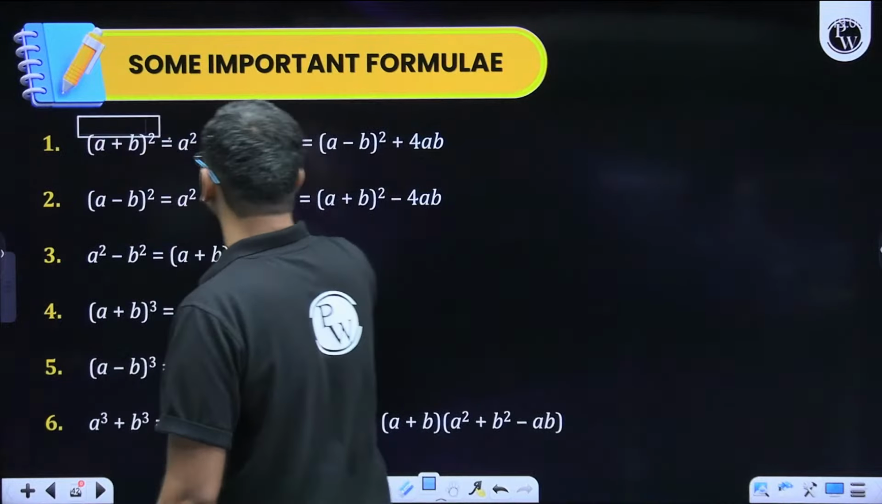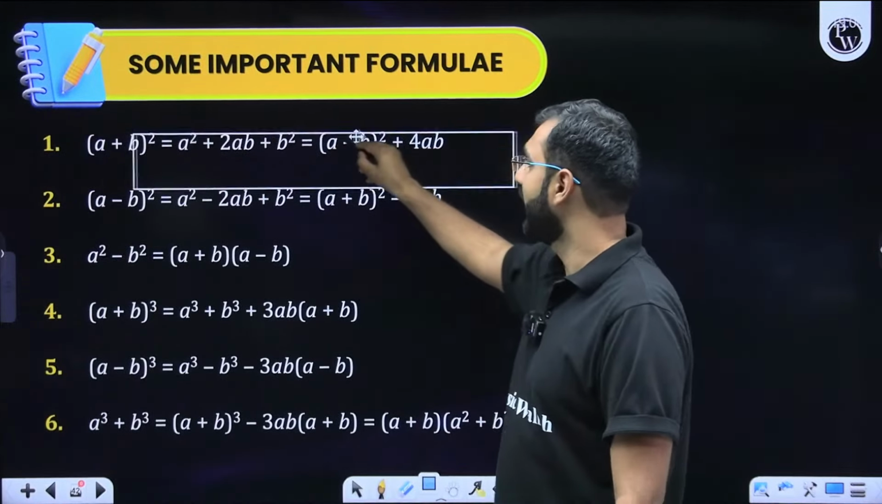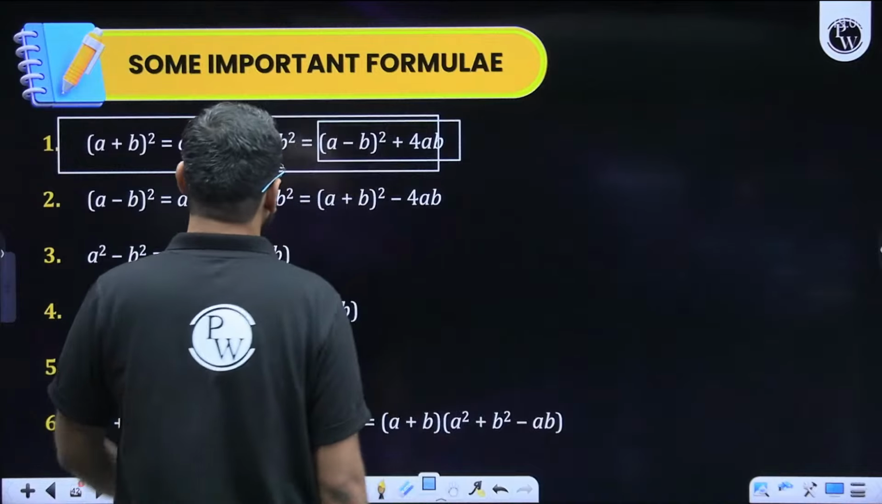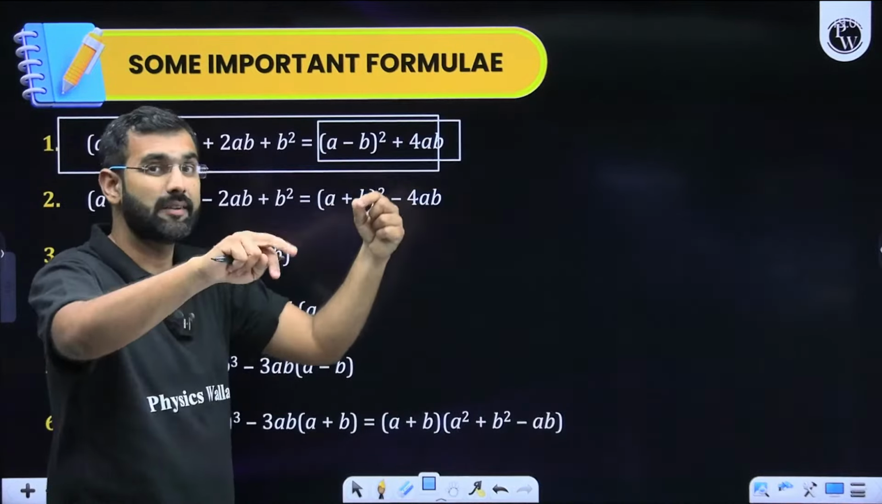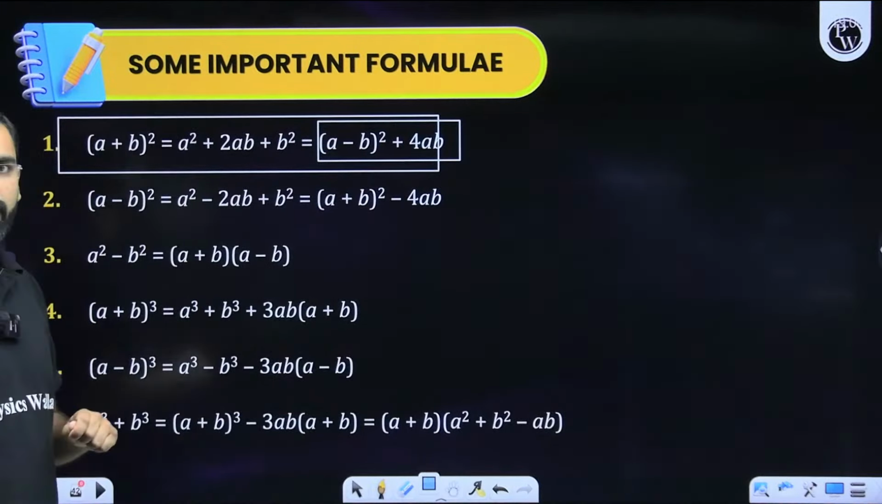But if I talk about (a plus b) whole square, and if I say that I can write it as (a minus b) whole square plus 4ab, then I hope you're okay with that. Great, Satyam. I hope you're okay that this becomes a square plus b square minus 2ab plus 4ab, which makes it plus 2ab. So that is nothing but (a plus b) whole square. Sir, why are you discussing it like this? Because in mathematics we will sometimes need to replace (a minus b) whole square by (a plus b) whole square minus 4 alpha beta.